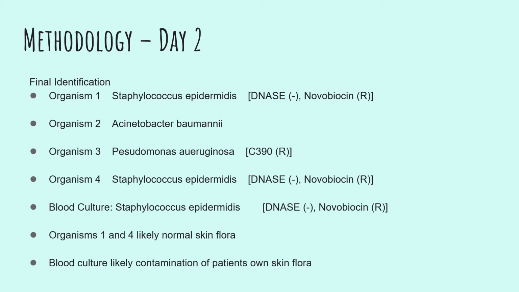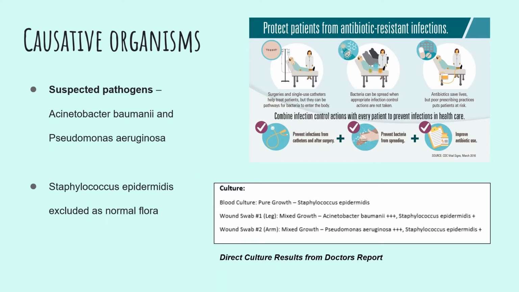The bacteria found in the blood culture was most likely contamination due to improper cleansing of the patient prior to blood collection. Based on the findings of the laboratory testing and as presented in the doctor's report, the primary suspected pathogens are Acinetobacter baumannii and Pseudomonas aeruginosa. Staphylococcus epidermidis was excluded as the causative agent due to its presence in the blood culture, most likely being due to the contamination of the first bottle taken from the patient.